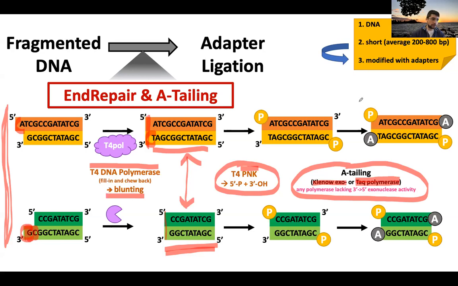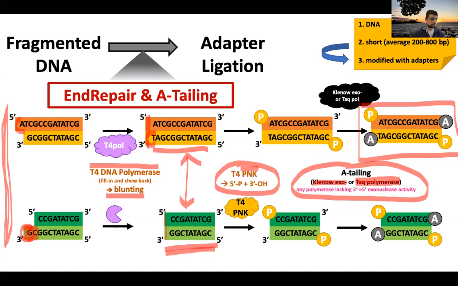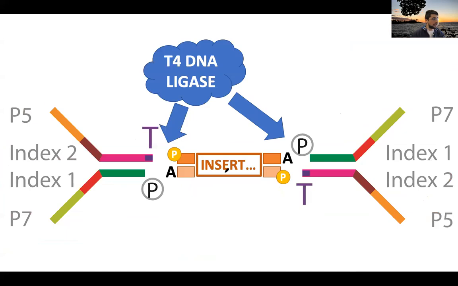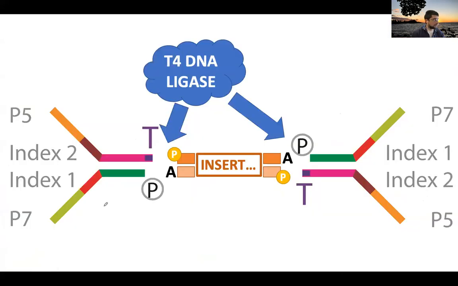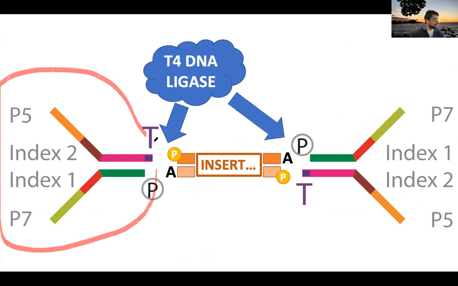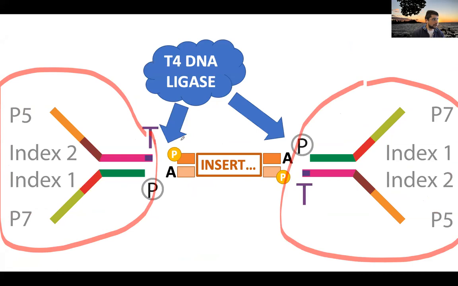So this is exactly what we were looking for. It's a blunt, A overhang, 5' phosphorylated fragment, and this is compatible with our adapters. So now we just mix everything together, and here you are. You have your Illumina adapters on both the left and the right, the Y-shaped Illumina adapters, and then you have your insert.